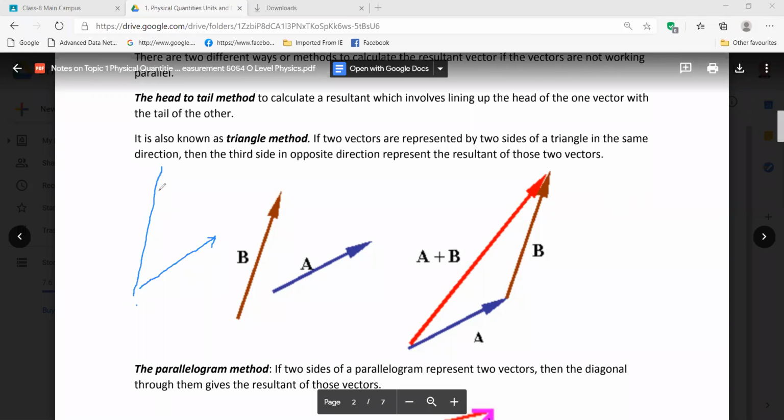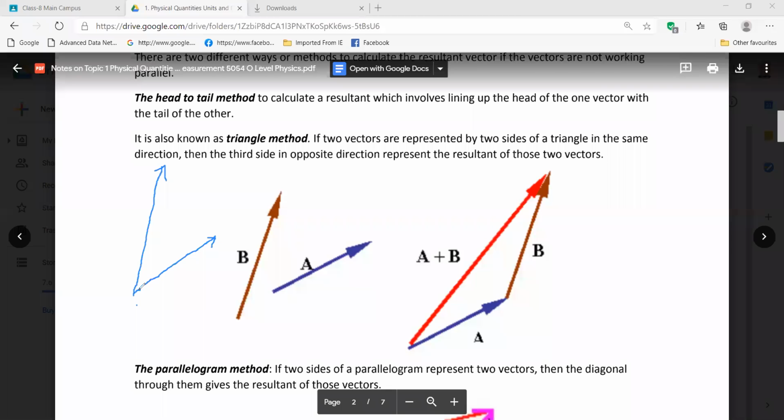Okay, it's quite parallel, you see. And here we are not using that head to tail method. Here we are using the tail to tail method. Okay, got it? Two tails are joined together. Is it clear?